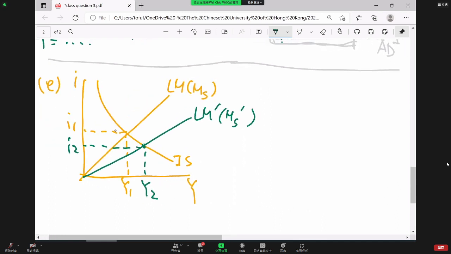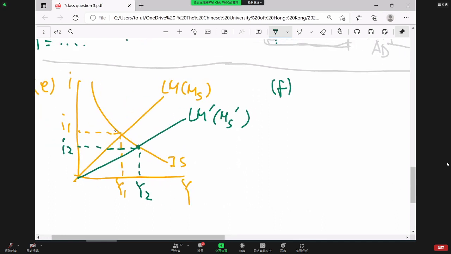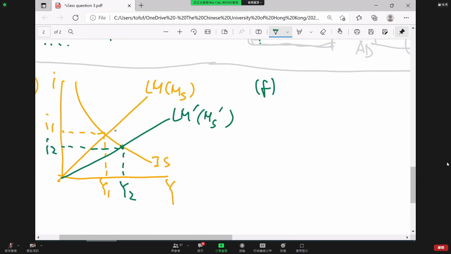Okay, that is E. For F, you are going to draw something for the AD. For the AD, you know the change is what is involved in the AD. Obviously, you originally have a price level, right? When you are drawing this LM, you have a price level implicitly, perhaps P1 here. And then you have this output level.